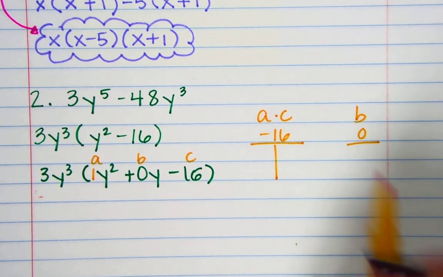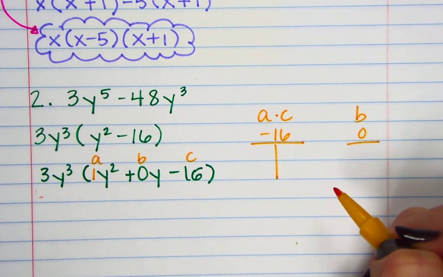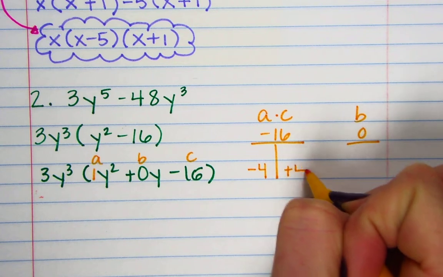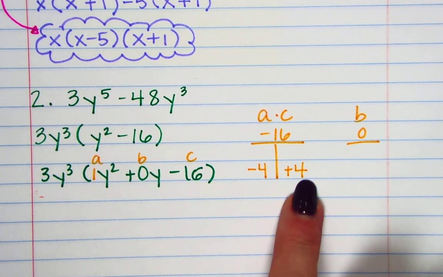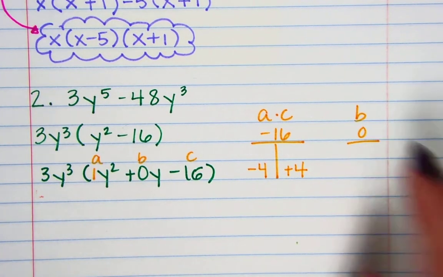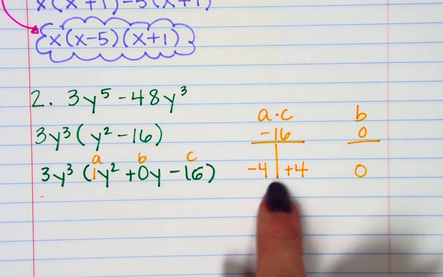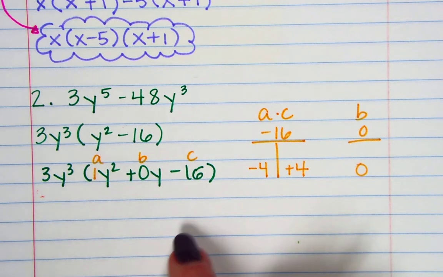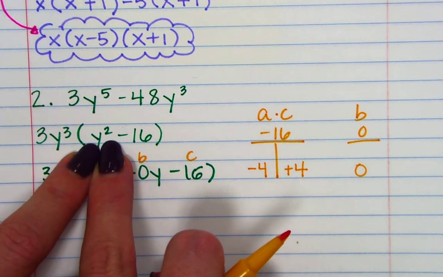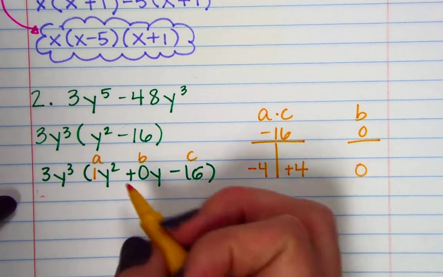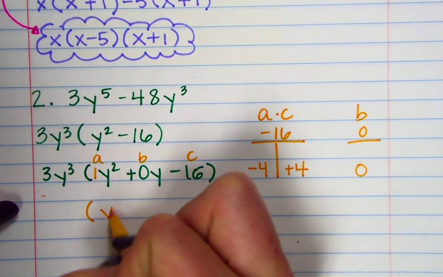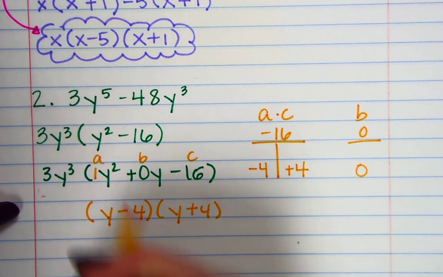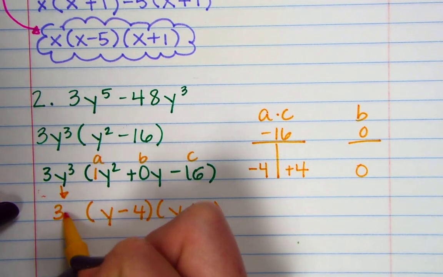Well, what's the square root of 16? 4, right? So it'll be negative 4 and positive 4. 4 plus negative 4 is 0. That's what we wanted. This one is a difference of 2 squares. We learned that last time. If you realize y squared is a square number and 16 is a square number, then our answer would just be y minus 4 times y plus 4. Plus I have to bring down the GCF I already factored out.